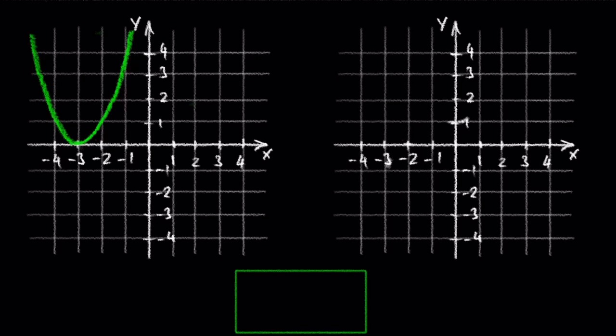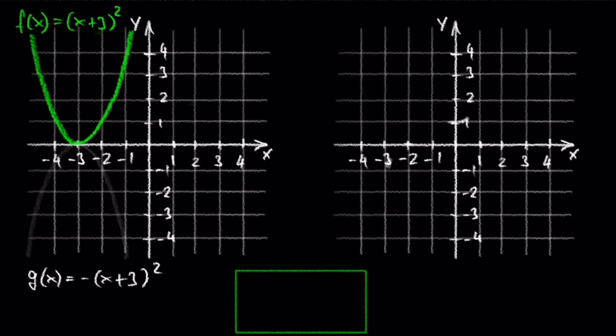In the previous video, we learned how to shift graphs vertically and horizontally. Today we are going to learn another common type of transformation, which is called reflection. For example, when we look at the function f of x equals (x plus 3) squared, we can reflect the graph of that function about the x-axis by putting a negative sign in front of the function, which then becomes g of x equals the negative of (x plus 3) squared.